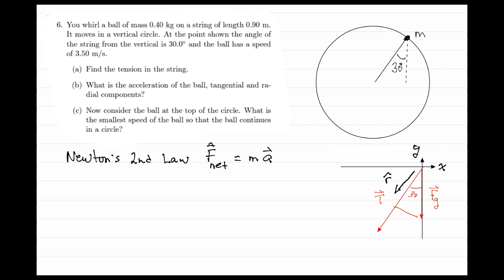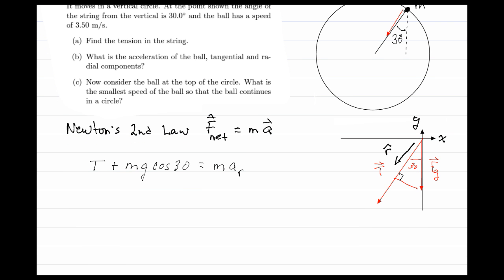So let's write out Newton's second law. Newton's second law says that the tension, at least the magnitude of the tension force, plus the mg cosine of 30 degrees, remember this is a right angle triangle, is going to equal mass times the radial acceleration. And now the radial acceleration is a vector which points towards the center of the circle, in the radial direction from the ball. Okay, so here's Newton's second law.